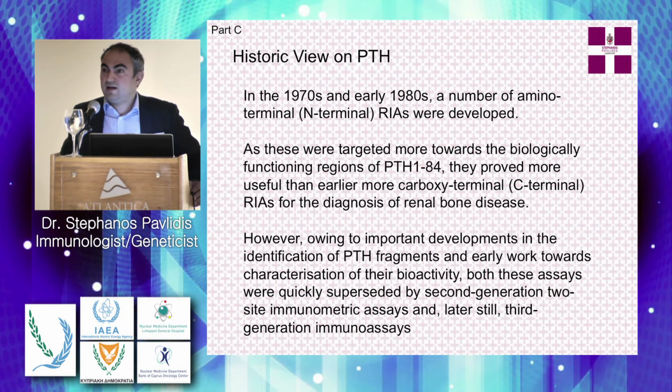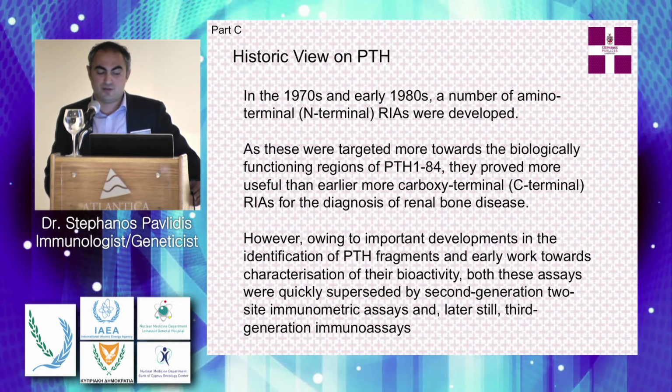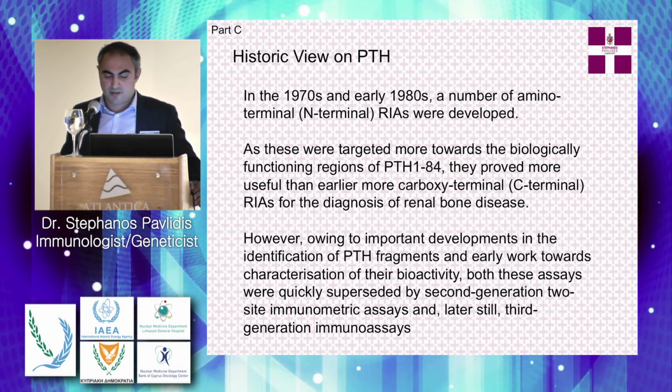In the 1970s and early 1980s, a number of amino-terminal (N-terminal) RIAs were developed. As these were targeted more towards the biologically functioning regions of PTH 1 to 84, they proved more useful than earlier, more carboxy-terminal (C-terminal) RIAs for the diagnosis of renal bone disease. However, owing to important developments in the identification of PTH fragments and the early work towards characterization of their bioactivity, both these assays were quickly superseded by second-generation two-site immunometric assays and later still third-generation immunoassays.